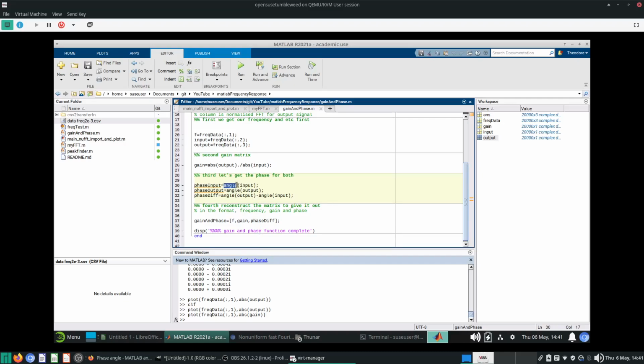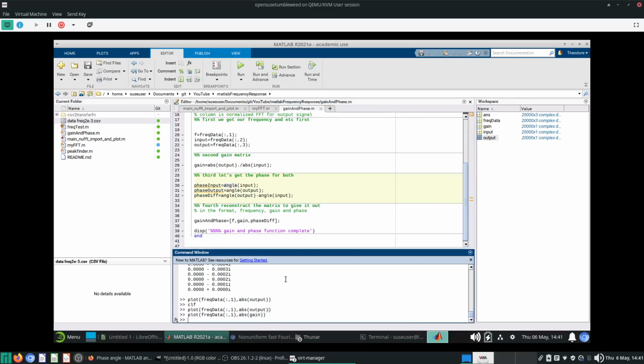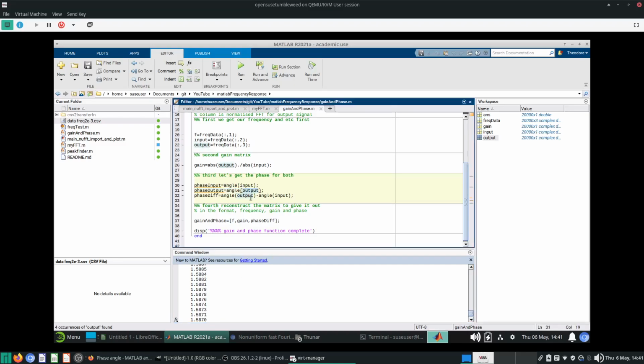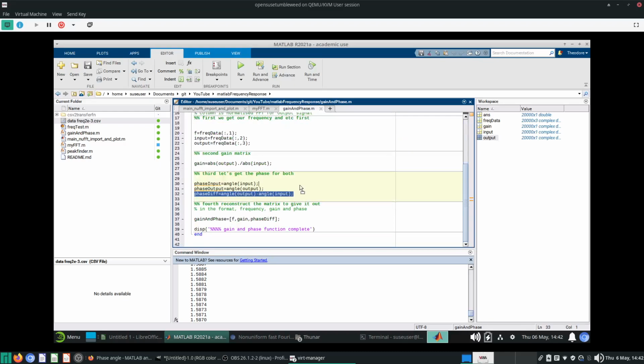I'm using the angle function, and let's see what unit this is in. Angle output. These look like they are in radians because it's 1.5 to minus 1.5. 1.57 is about pi by 2, so that's more or less why it's around this range. So this is in radians and this is in radians, and the phase difference will also be in radians. So this is all that we are doing with this script.